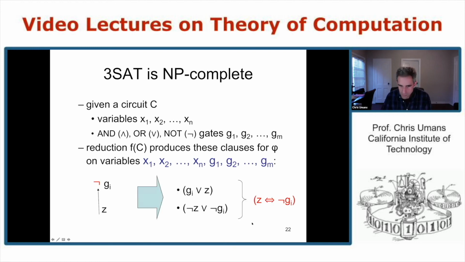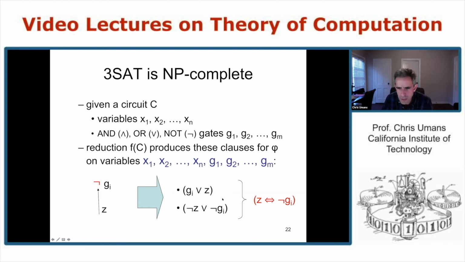And the thing to notice about this pair of clauses is that it is logically equivalent to this Boolean expression here: that z is true if and only if the negation of gi is true. In other words, z and the negation of gi have the same value, or z and gi have opposite truth values, which is exactly what should happen when you have a negation gate, right? The gi gate value is the negation of z.